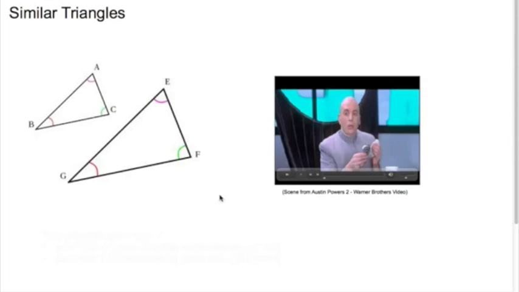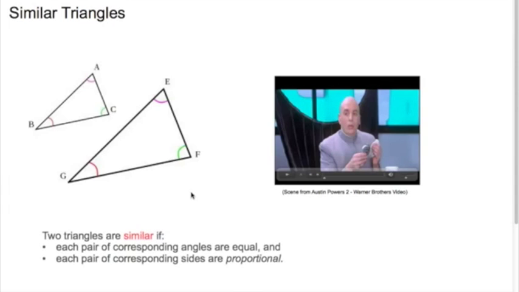Now, similar triangles. Two triangles are similar if each pair of corresponding angles are equal and each pair of corresponding sides are proportional. So let's focus first on the angles. You can see that angle A and angle E are equal. Angle B and angle G are equal. Angle C and angle F are equal.